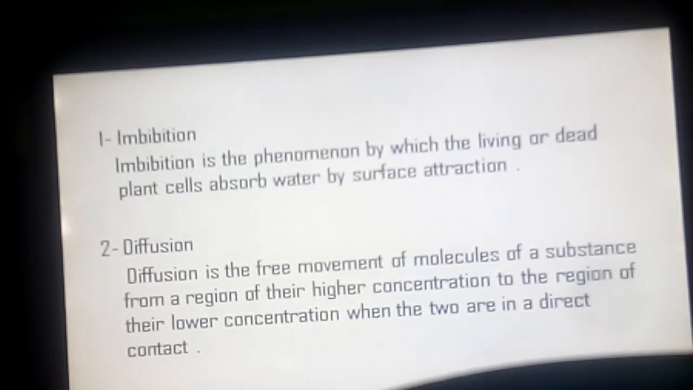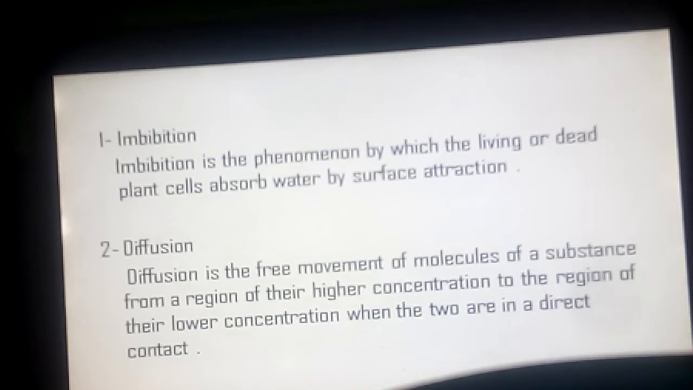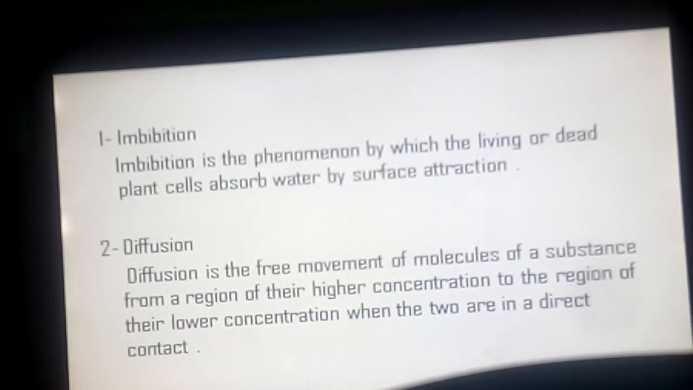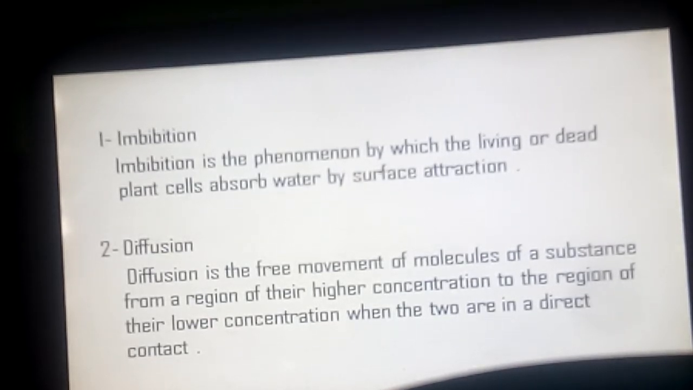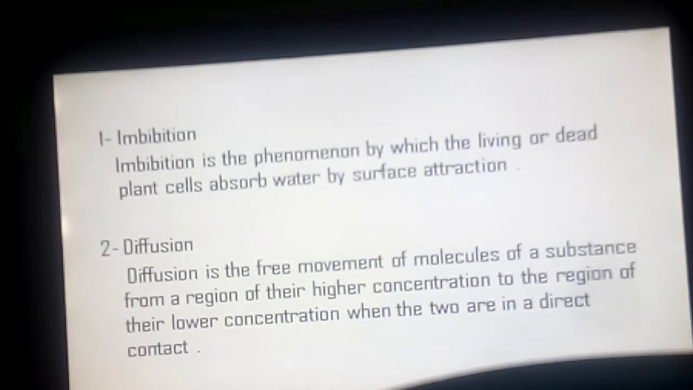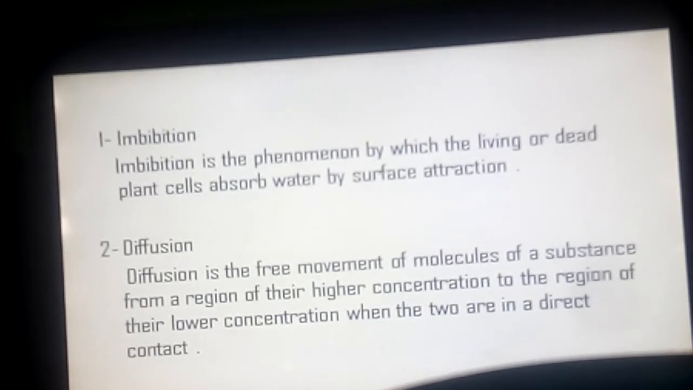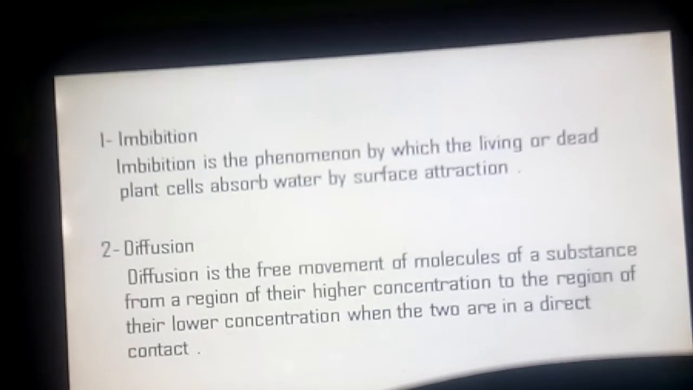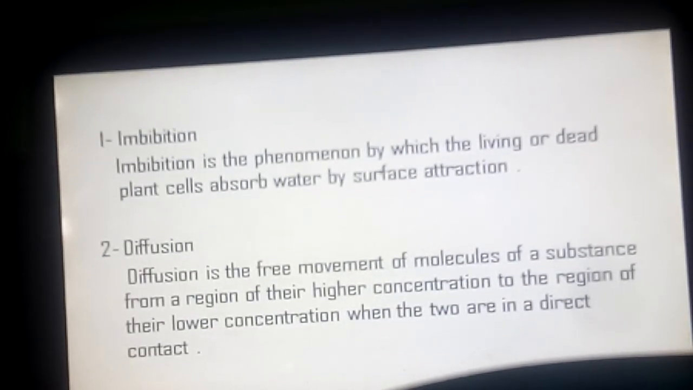Now second point, diffusion. It is the free movement of molecules of a substance from a region of their higher concentration to the region of their lower concentration when the two are in direct contact. So let's understand diffusion with a small experiment. Place a sugar cube or a small tablet of a soluble dye or a crystal of potassium permanganate in a beaker containing water in one corner. The sugar, the dye or the potassium permanganate, whichever you have taken, will slowly dissolve and spread in the liquid.